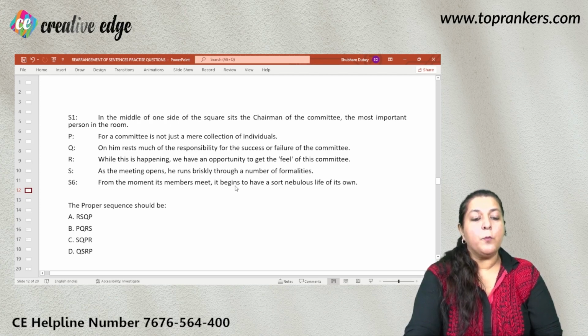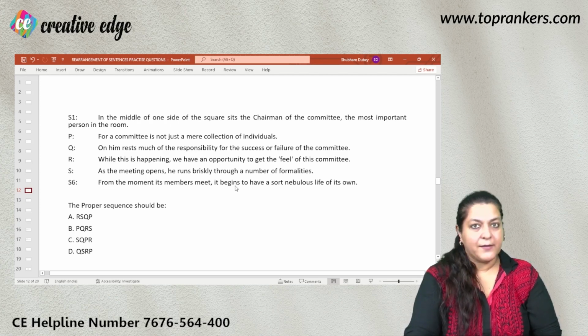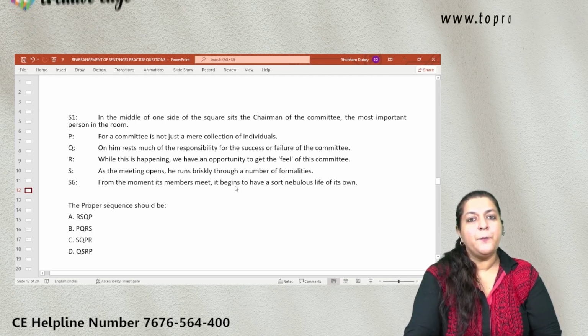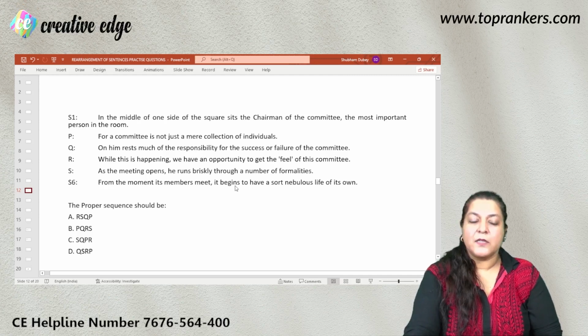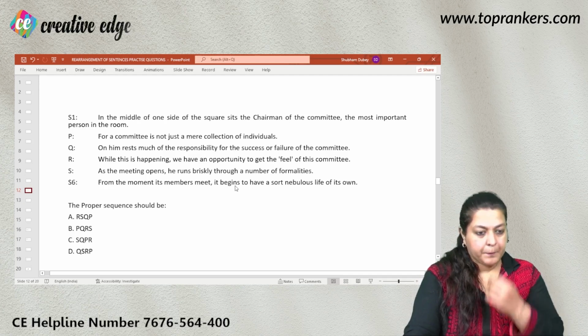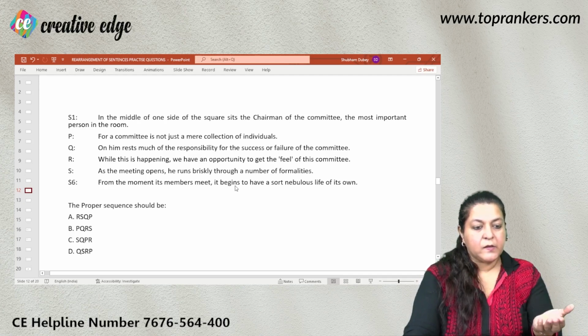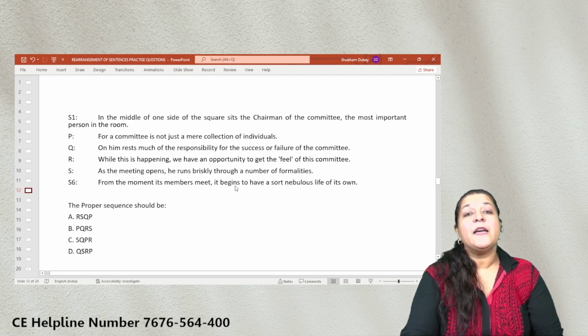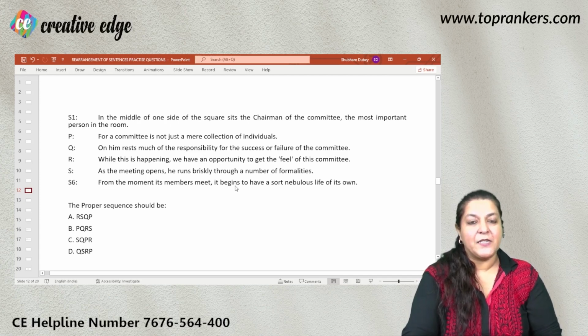As the meeting opens, he runs briskly through a number of formalities. Oh, yes, this definitely can also be one of the sentences that the paragraph starts with. Our options are now shortened between C and D. Okay, let's see what S6 has to be preceded with.